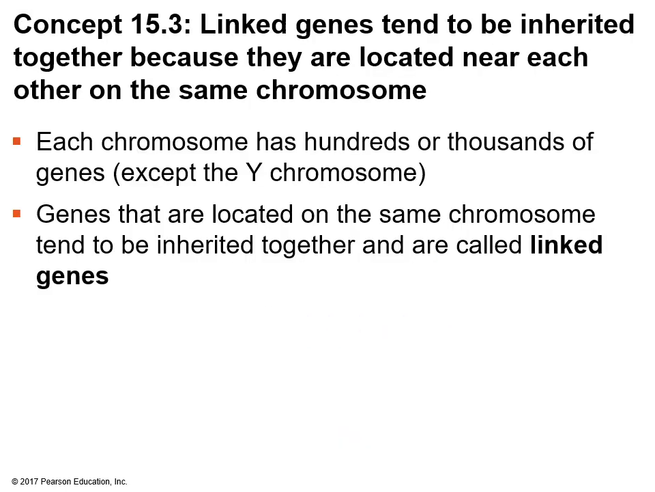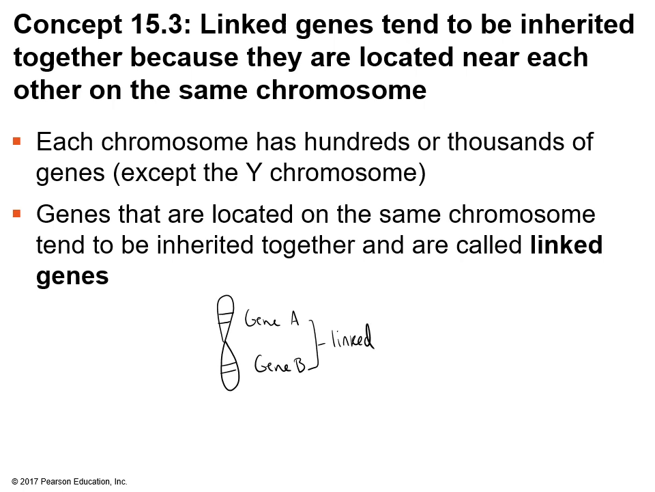Each chromosome has hundreds or thousands of genes, except for the small Y chromosome. And genes that are located on the same chromosome tend to be inherited together and are called linked genes. So if we had a chromosome right here, and let's say we had gene A and gene B, gene A and gene B would be linked because they're on the same chromosome.